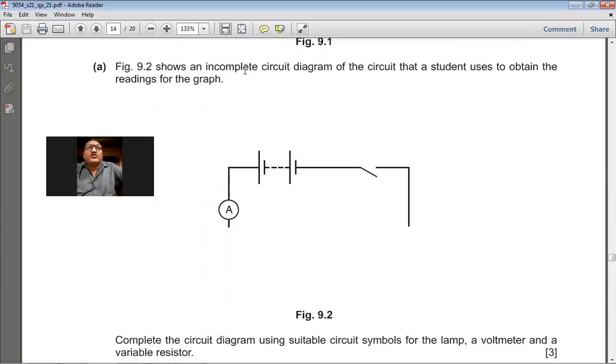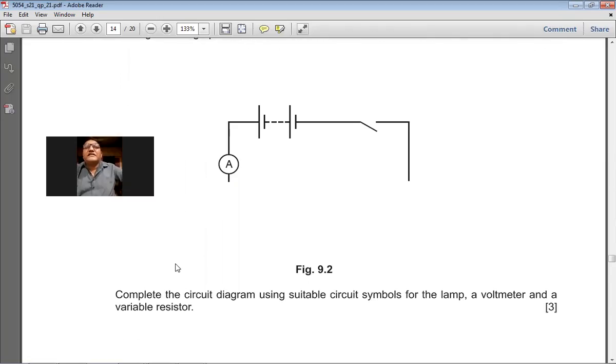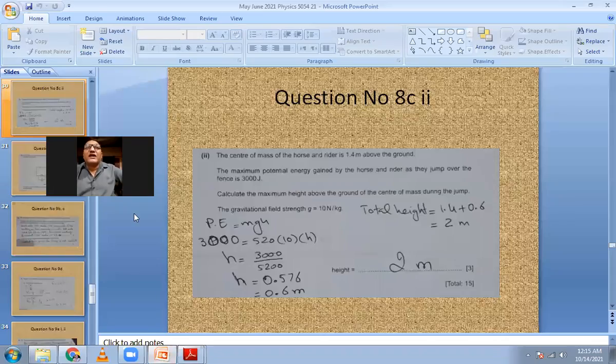Figure 9.2 shows the incomplete circuit diagram of the circuit that a student uses to obtain the readings for the graph. So here we have a battery, we have a switch, we have an ammeter. Complete the circuit diagram using suitable circuit symbols for the lamp, a voltmeter, and a variable resistor. So we will complete here. We will put here a variable resistor, then we put a fixed resistor here. And across the fixed resistor, I will put a voltmeter parallel to the fixed resistor. So it's a 3-mark question. Let me show you my answer.